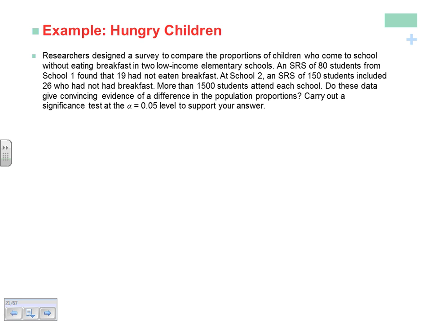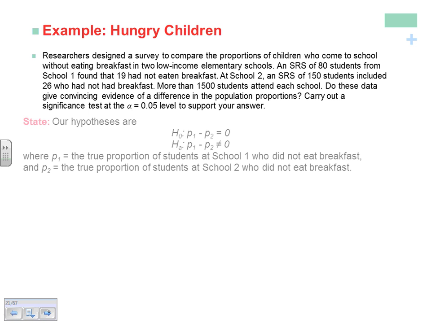So I want you to carry out a significance test. First, see if you can write your hypothesis, and make sure you label what all of your variables mean unless you write your hypothesis in words. Here my hypothesis is that P1 minus P2, there's no difference, is 0. And this one just wants to know, is there a difference? So a difference would just be not equals, and everything else stays the same. And since I wrote with variables, I need to state what P1 and P2 are.